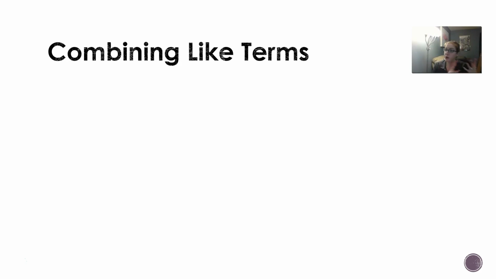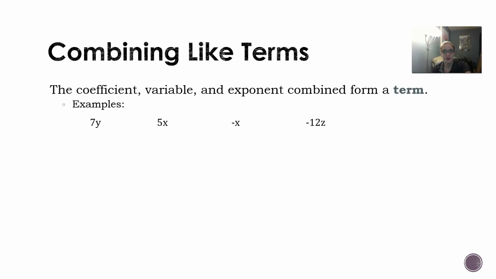Now that we have evaluating done, we can move on to combining like terms. So what is a term and how do we combine it? Well, the coefficient, variable, and exponent combine to form a term. So some examples are 7y, 5x, negative x, negative 12z, and you could keep going with those. You could make it like 5x squared or something like that. Anything with a coefficient and a variable and a number or some combination of those.